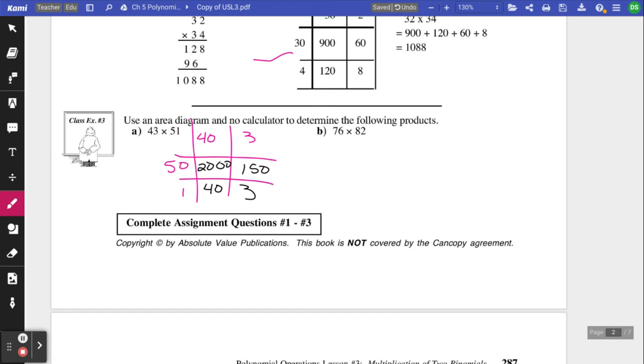So 2,193. Pretty cool, huh? Is that right? 2,193, yeah. Fun fact, you can do that. Okay, I'm not going to spend much time on that though, because that's not the point of our problem. Okay, turn the page.